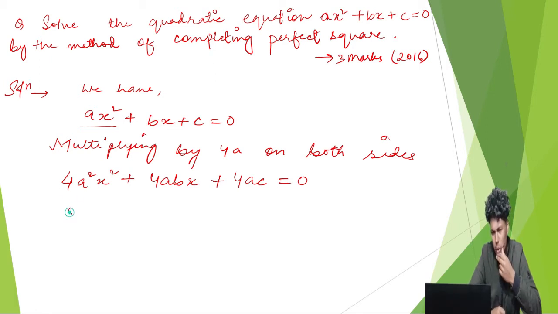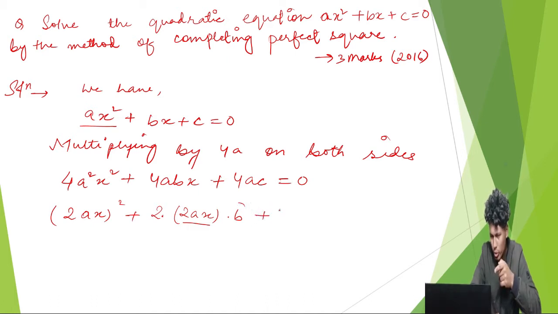This we can write as 2ax whole square. Plus 4abx will be twice ab, so twice 2ax into b. Suppose this is a and this is b. Now write b square here. Since we have added b square, we have to subtract b square also. So, minus b square plus 4ac equal to 0.